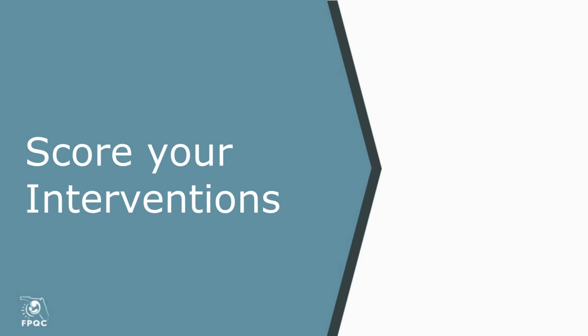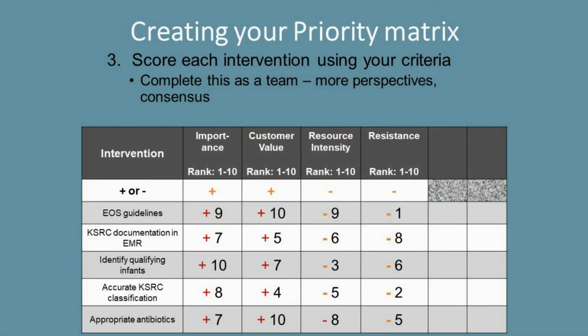You can start scoring your interventions. Do this as a team so you gain consensus and insight from multiple perspectives. I recommend you score top to bottom instead of across. For example, for the criteria importance, select the intervention you feel is most important to the success of your project and assign the highest score. Next, select the second highest intervention in terms of importance. Once all interventions are scored for importance, move on to customer value and so on and so forth.